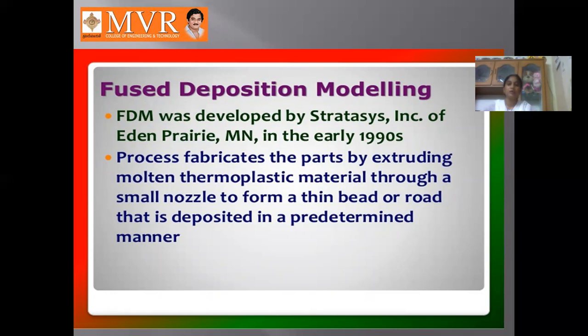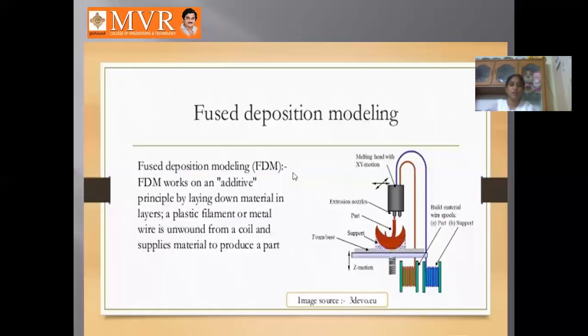If you see in this diagram, this is the molten material, which moves in an XY motion. This is the material that gives support for the modeling purposes, and the build material forms the part, and this is also the support part. This is the base material.